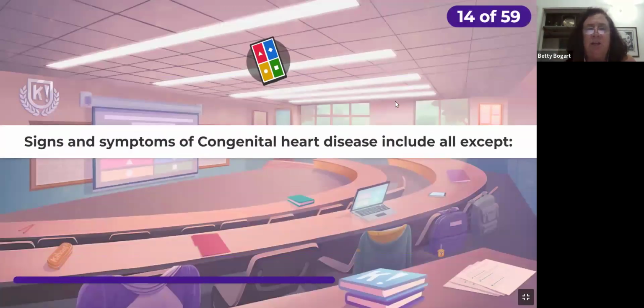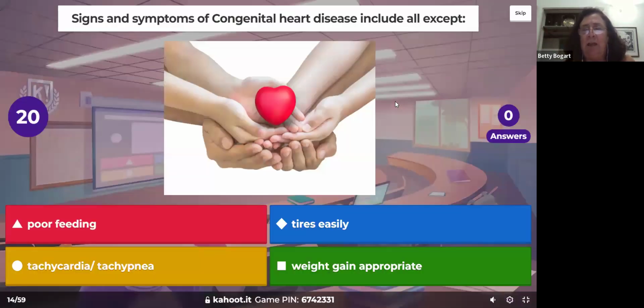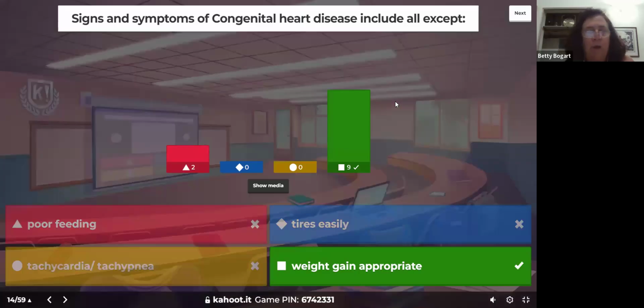Signs and symptoms of congenital heart disease include all except. You got a heart that's not working good, congenital heart defect. Body's trying real hard to get blood around and oxygen. Body's working really hard here. So they're not going to have weight gain the way they should. They're burning calories like crazy because they're poor feeders, because they tire easily and they're tachycardic and tachypnic.